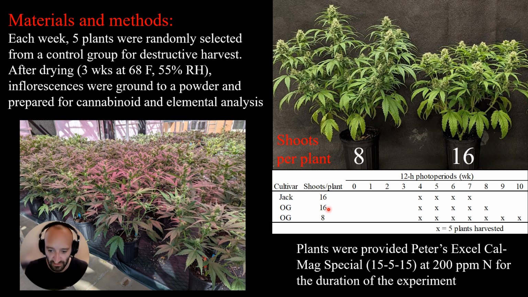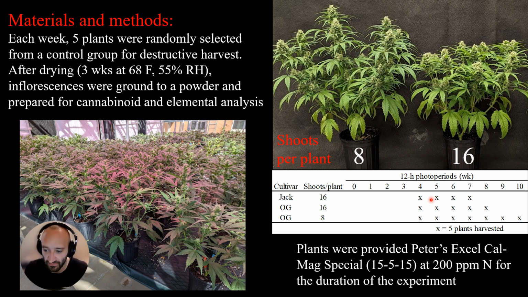And so with OG, we finished plants with either 16 or 8 shoots per plant, which you can see up here. And so they got the same duration of the vegetative period before starting flowering. The only difference is that the 16 shoots per plant treatment was pinched 1 additional time after starting short days. And I'll show you guys what I mean on the next slide.